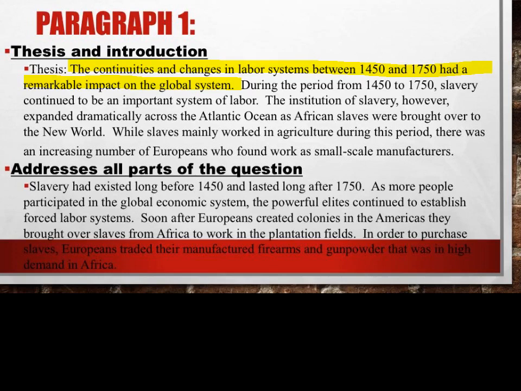Okay, brought over slaves from Africa to work in plantation fields. That, of course, indicates agriculture. Now, in order to purchase slaves, Europeans traded their manufactured firearms and gunpowder that was in high demand in Africa. So that then in turn explains how an increased number of people began to work as small-scale manufacturers.